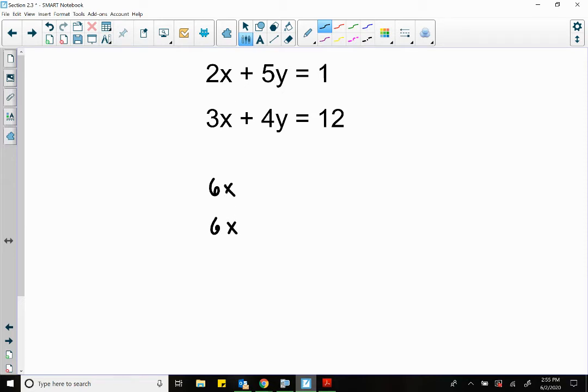I could have chosen 12. I could have chosen 15, or no, not 15. I could have chosen 18. That would work for these. Okay, lots of different numbers.